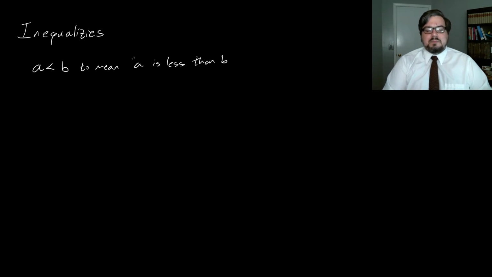So we're familiar with them, but we want to make sure that we have a very precise definition of what it means. So we'll say that A is less than B to mean, in words, A is less than B. And precisely what this means is that A is to the left of B on a number line.